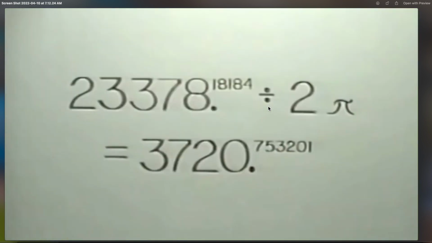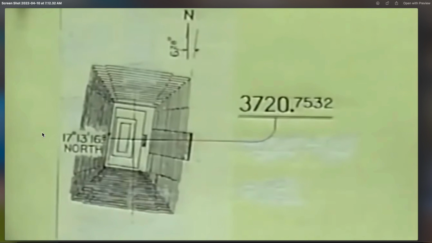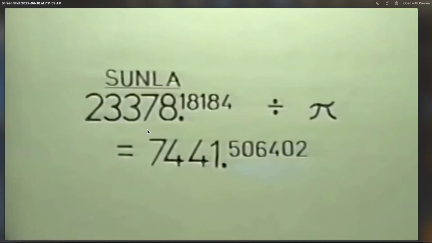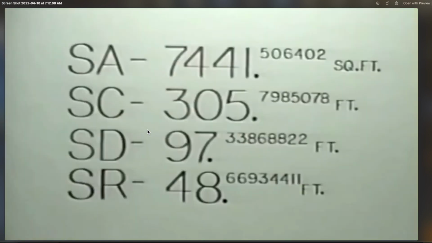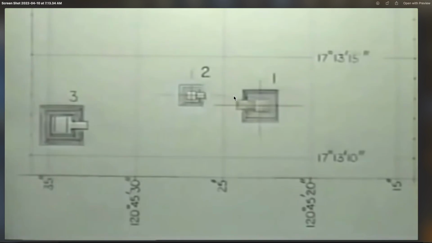So let's go even further here. Let's take that same grid latitude of the Sun Pyramid in Mexico, divided by 2 pi. We get 3720.753201, which is the grid latitude of the Temple 1 pyramid in Tikal, which is the Jaguar pyramid, which we're going to go into. Okay, so yeah, the Sun Pyramid's grid latitude divided by 2 pi is the grid latitude of the Jaguar pyramid in Mexico, like right next door. Okay, it's called Temple 1, 2, and 3.